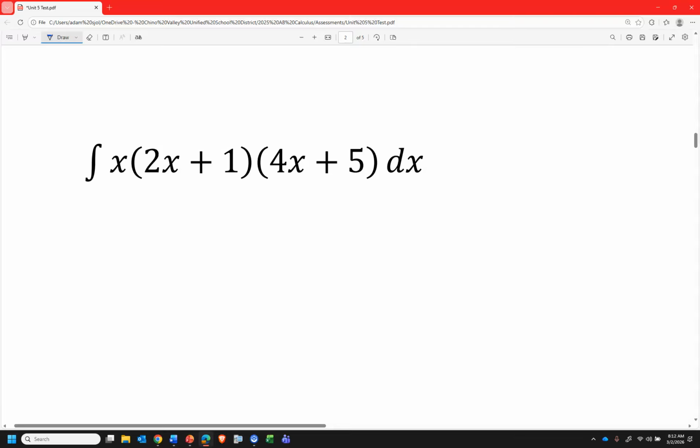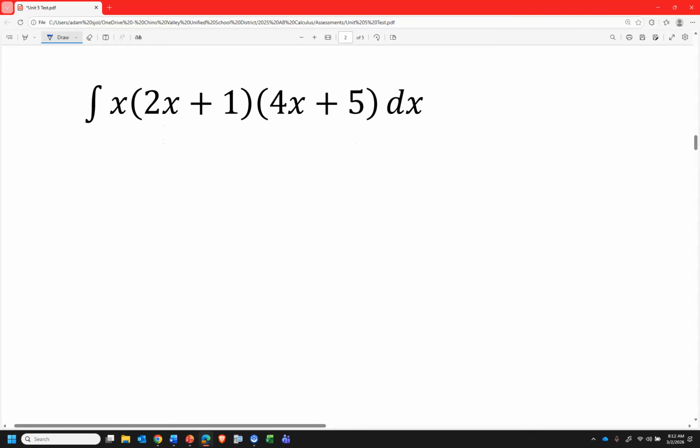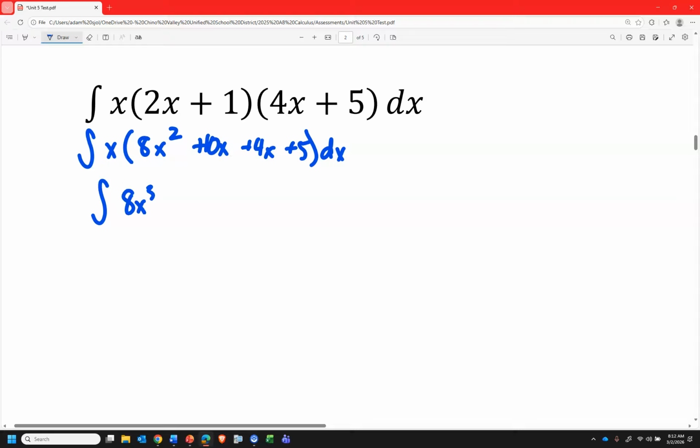So here, I thought it was pretty obvious. The easiest way to do this one would be to multiply everything out. But some people thought you could just do things in place, getting stressed out, not really sure. So take your time with the algebra. So let's see, that's going to be 8x squared plus 10x plus 4x plus 5, all dx, and then I'll rewrite that as 8x cubed plus 14x squared.